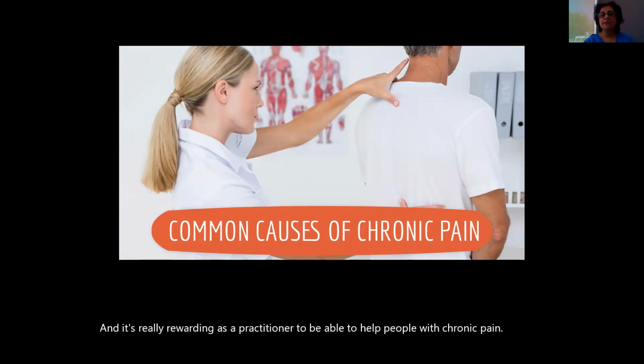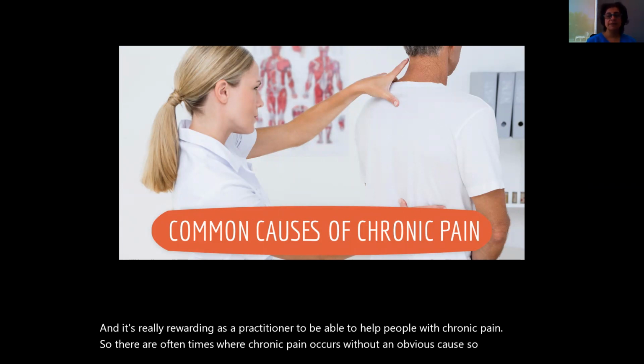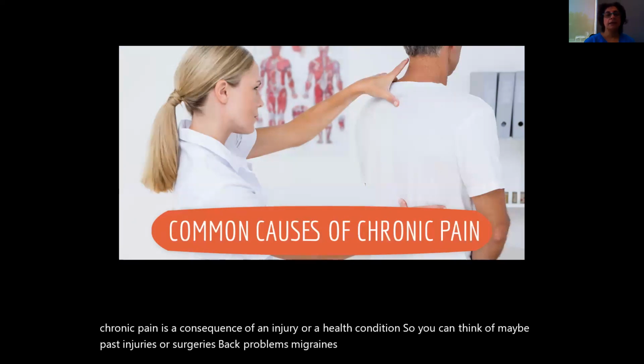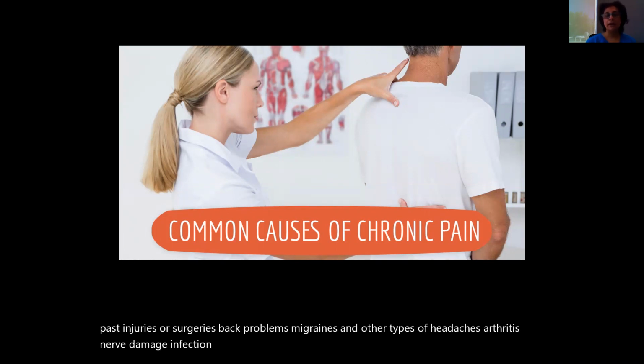So there are often times where chronic pain occurs without an obvious cause. Sometimes chronic pain is a consequence of an injury or a health condition. So you can think of maybe past injuries or surgeries, back problems, migraines and other types of headaches, arthritis, nerve damage, infection, fibromyalgia. These are all well-known causes of chronic pain.